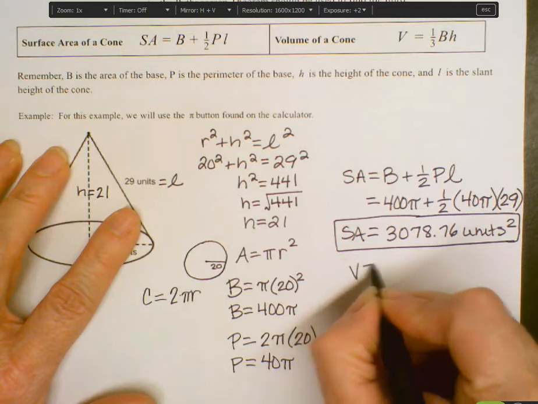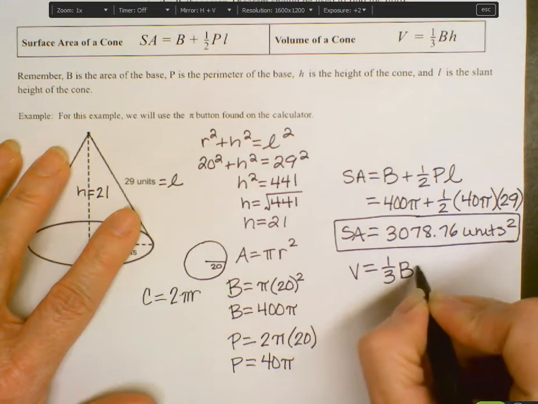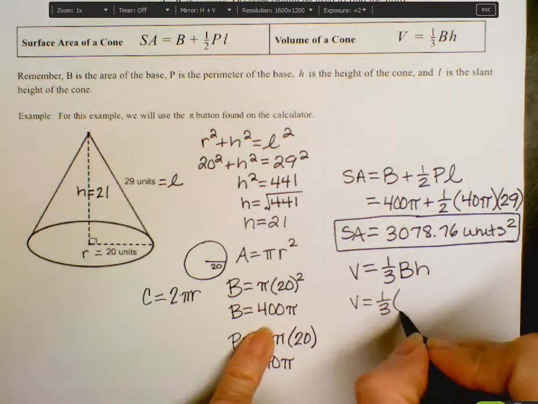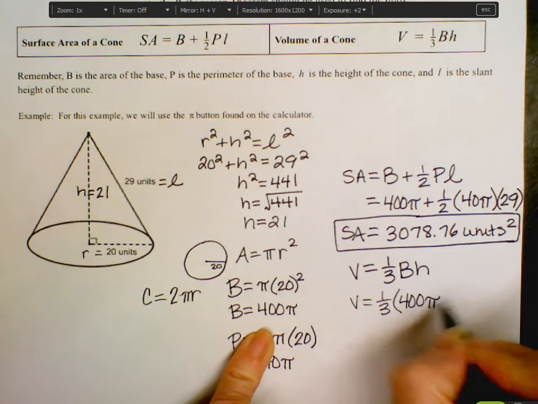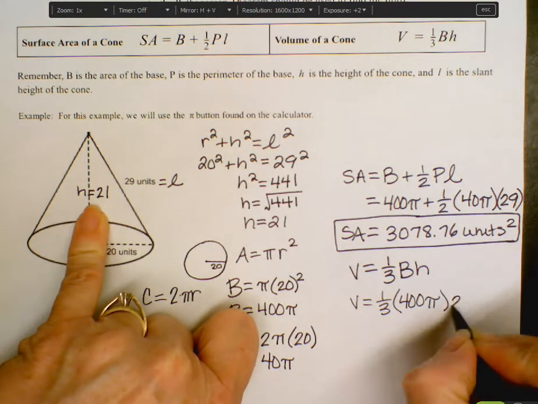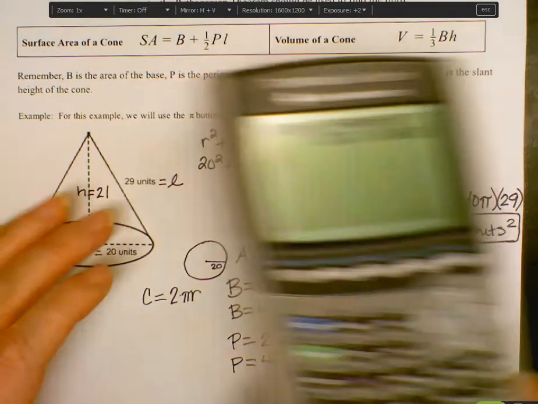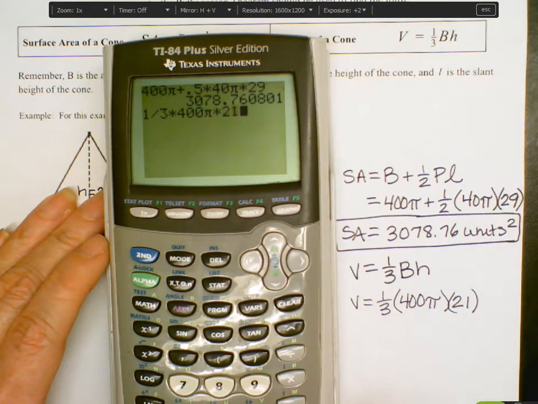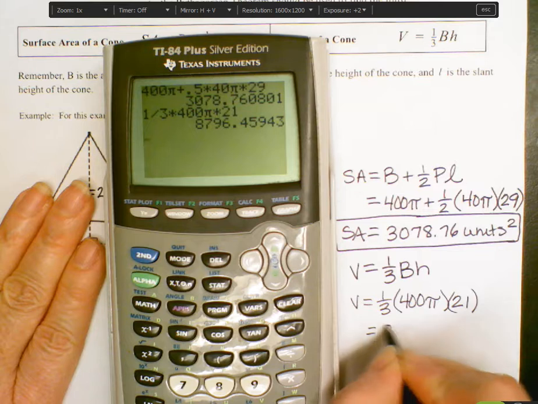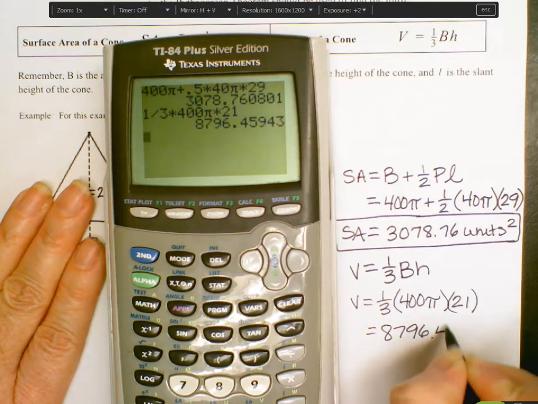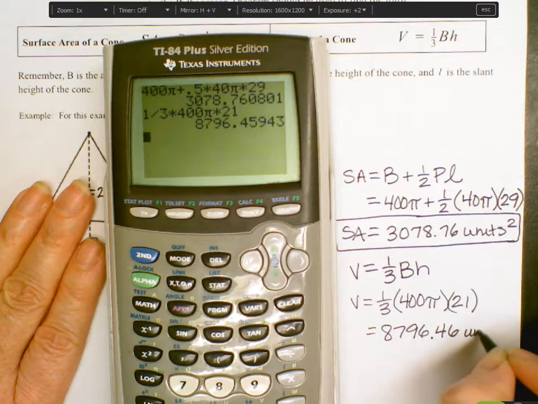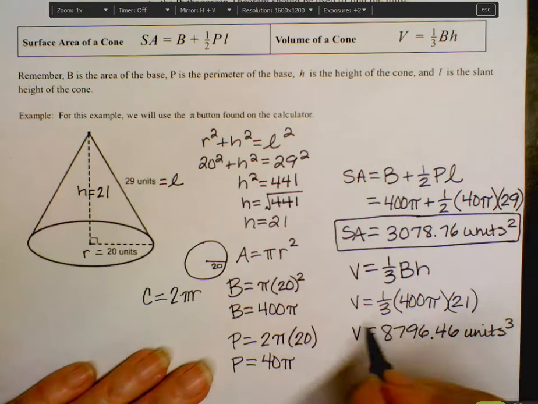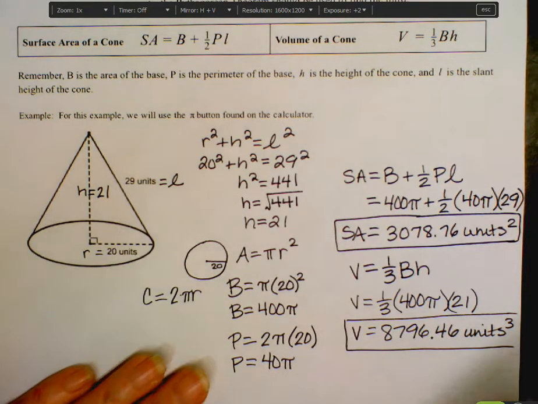Now for the volume. Volume is 1/3 times the area of the base times the height. Volume in this case is 1/3 of 400 pi times the height of the solid, 21. So back to our handy dandy calculator, 1/3 times 400 pi times 21 gives 8,796.46. Be cautious how you round. Units cubed since it's a volume. And that completes how to find the surface area and the volume of a circular cone.